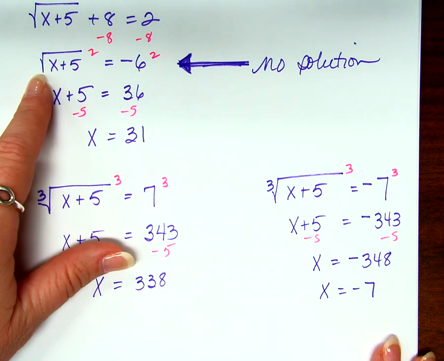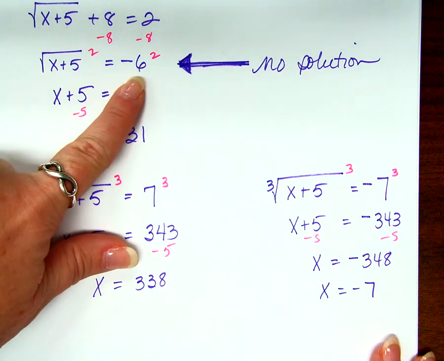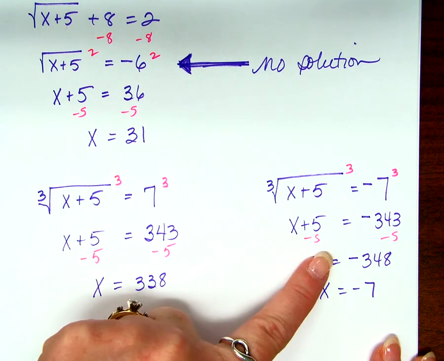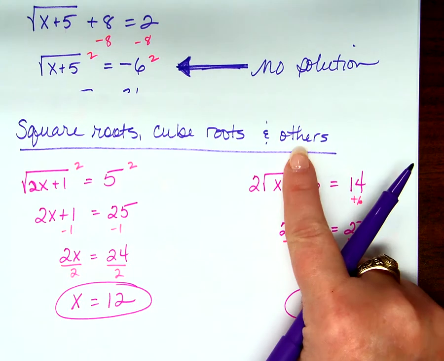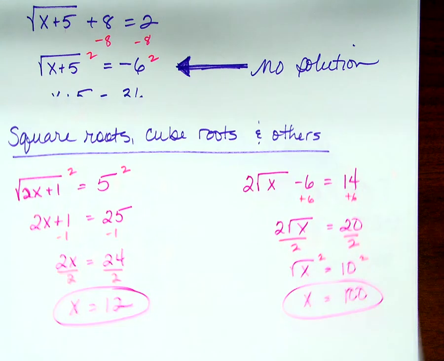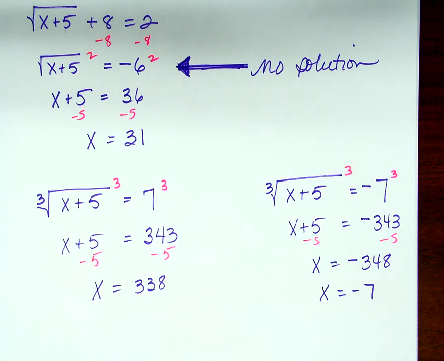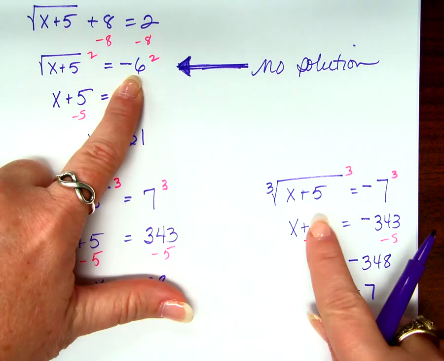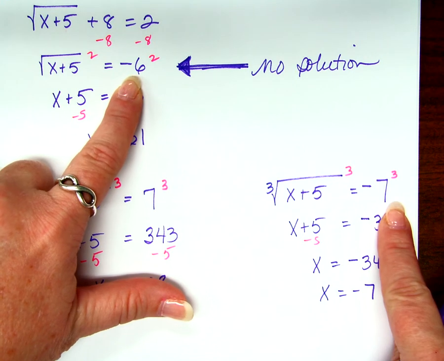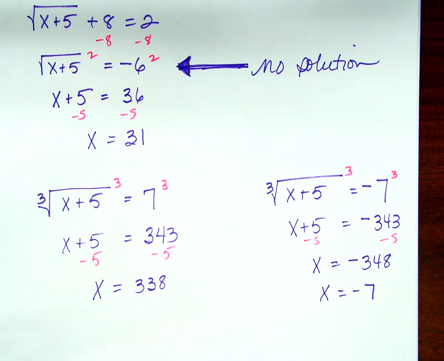So squares can't give you a negative answer. Cubes can. Are we only doing squares and cubes? No, we're doing others as well, so we need to make a little bit more general rule. That's a really good observation that squares cannot equal negative numbers, but cubes can. What about fourth roots?